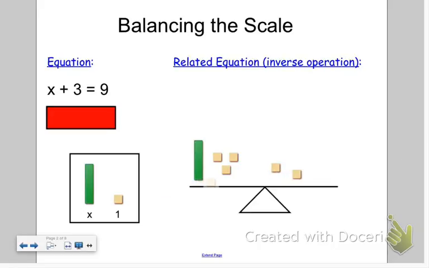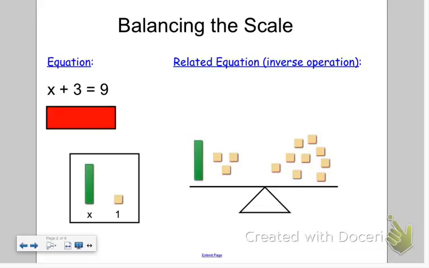1, 2, 3, 4, 5, 6, 7, almost there, 8, and 9. So that's how I can set up my scale with my equation. X plus 3 is on the left side, 9 is on the right side. Notice that both sides are equal to each other, so our scale is balanced.